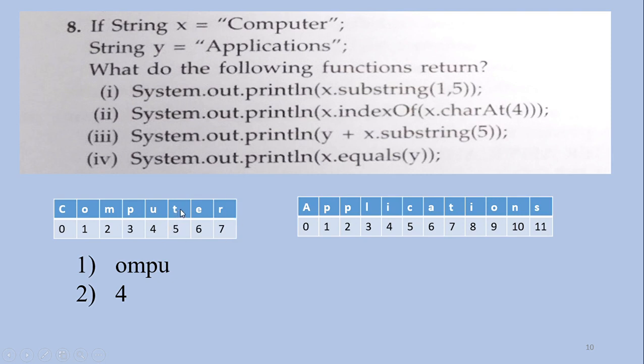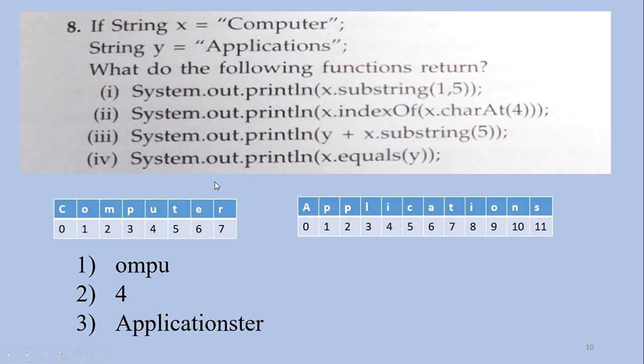So what will be in my T, E, R? What should I add? I should add to y. What is in my y? Applications. So what will be my output? My output will be applications. Then this TER, that is my substring. So this much is returning TER. So applications concatenated with TER.